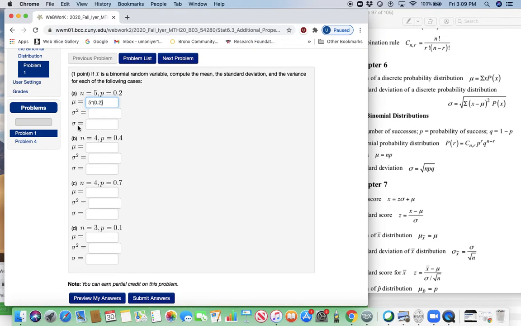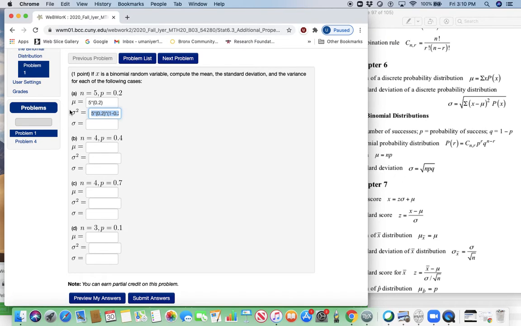Sigma squared and sigma. Sigma is square root, so sigma square will be without the square root. So you have 5 times 0.2 times q. What is q? Q is always 1 minus p. So p is 0.2, I have 1 minus p. That's q. So that is sigma square. Sigma square, mind you, is without the square root. So sigma is with the square root.